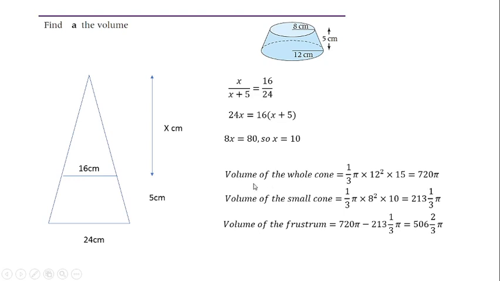And so the volume of the whole cone is a third pi times 12 squared, which is the radius at the bottom, times 15, because the height is 15, which is 720 pi. The volume of the small cone is a third pi times 8 squared times 10, which is 213 and a third pi, which gives the volume of the frustum as 506 and 2/3 pi. Notice I've left it in pi there. If it asks you to leave it as a decimal, then leave it as a decimal, to whatever rounded places that it asks for.